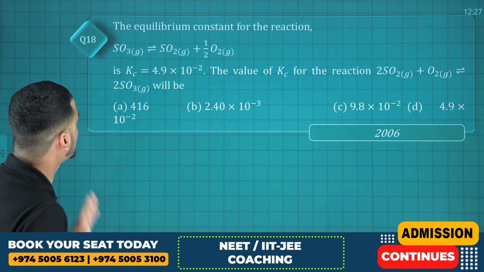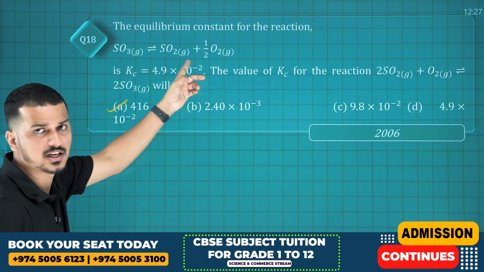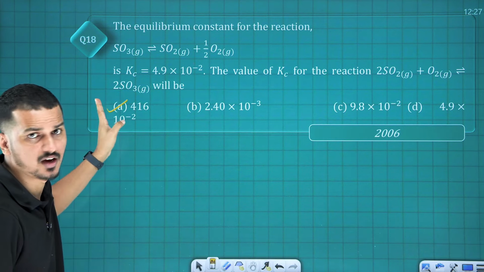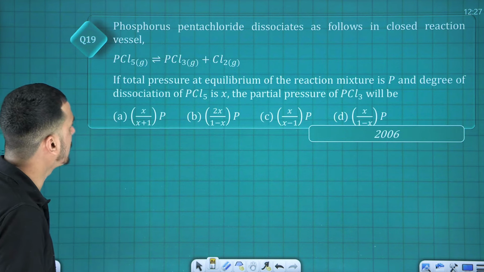We can move to the next question, question number 18. This one we already did. Answer is A. That SO2, SO3 question we did already. So we have to reverse it and we have to square it. So that will be 416. Okay. Next one, question number 19.